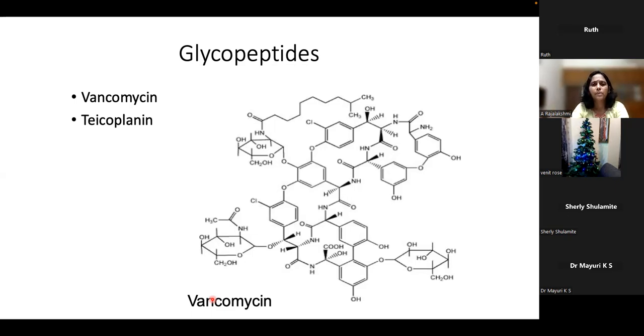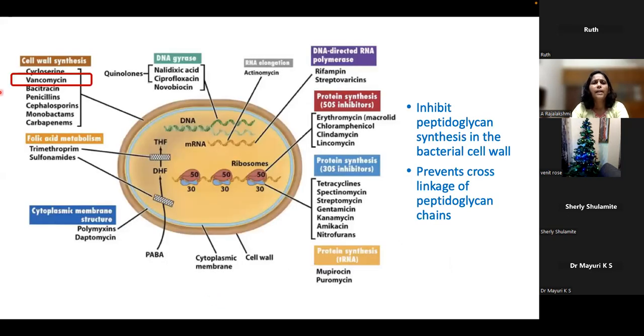Coming to glycopeptide, we are switching to more of gram-positive cover now. So glycopeptide largely is divided into two drugs, that is vancomycin and teicoplanin. And the mechanism of action is cell wall synthesis inhibition. It inhibits the peptidoglycan synthesis in the bacterial cell wall and prevents cross-linkage of the peptidoglycan chains, which is important for the cell wall of the bacteria.